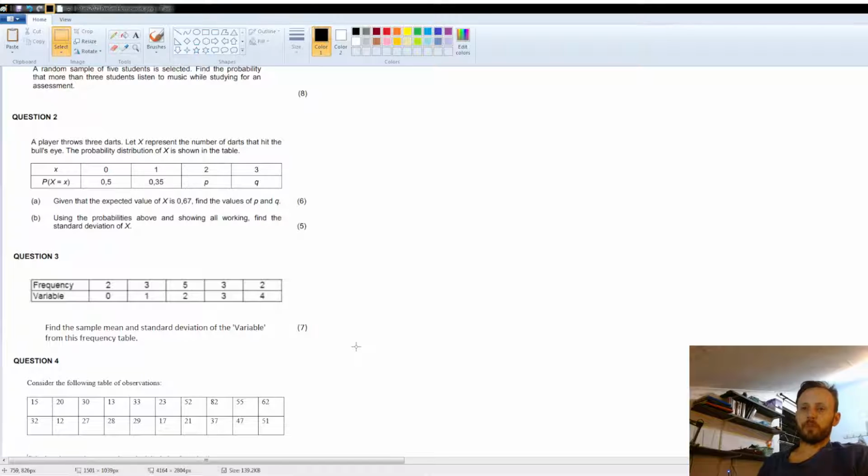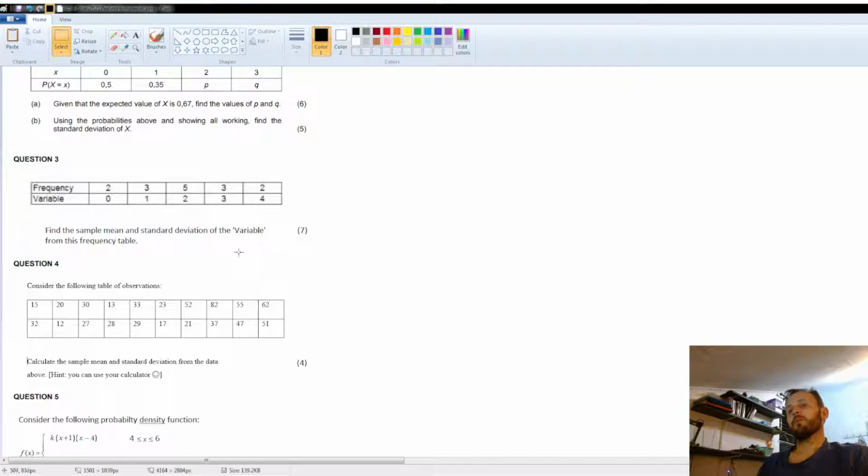Okay, question 3. This is called a frequency table. It's literally telling you how many times each value pops up. There's a certain variable, and it can take certain values. This one can take the values 0, 1, 2, 3, 4. For example, if our variable was the outcome on a single rolled die, then the variable row would go 1, 2, 3, 4, 5, 6. It can take the values 1 to 6, the possible outcomes of a single rolled die.